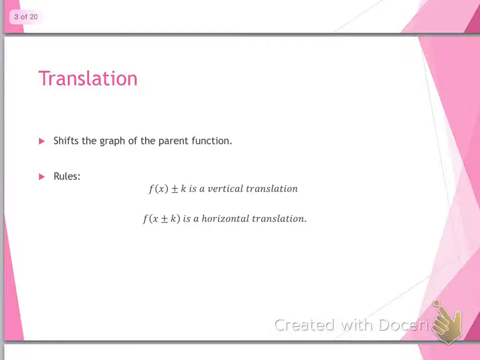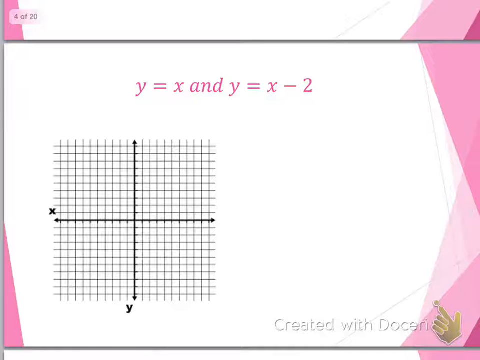Translation, okay? So if it sits on the outside of our equation and is a plus or minus, it's going to translate vertically or up or down. If it sits on the inside of my parentheses, it's going to translate horizontally or left or right. Okay, so I got y equals x, so this is going to be my parent function right here. And this is going to be the family that it's going to create.